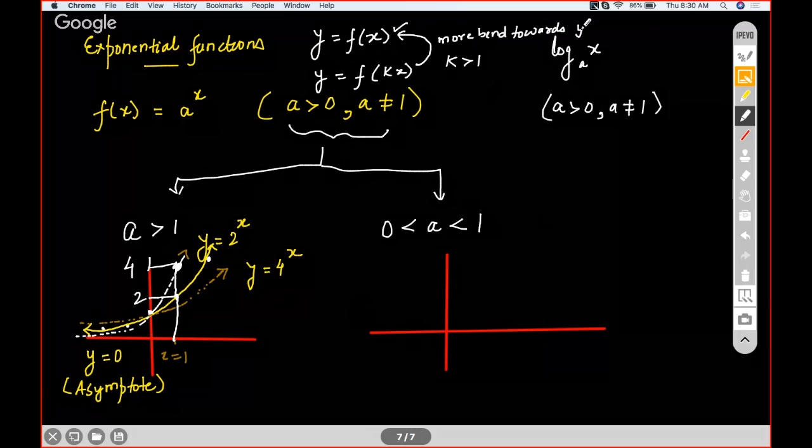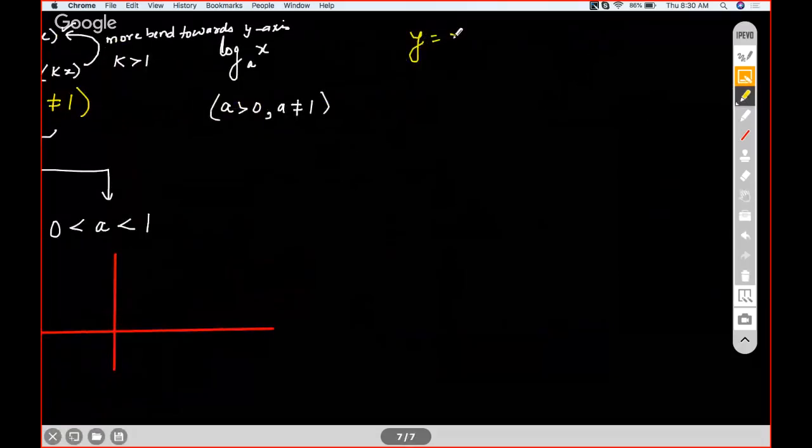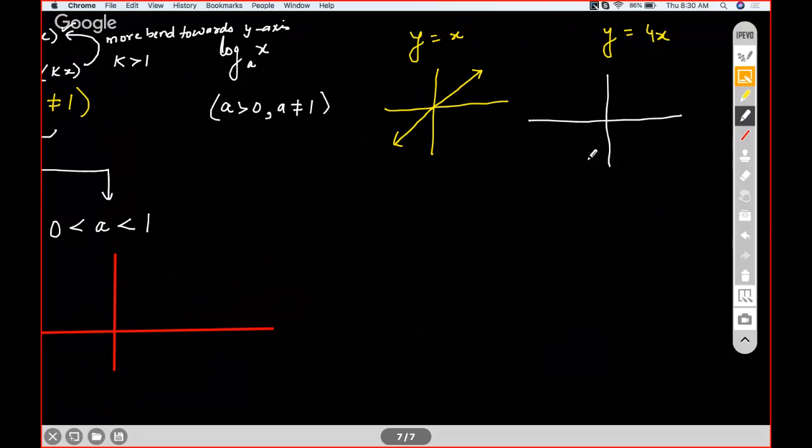Okay, so if it's like y equals f of x, I'll give you a very simple example to relate. Let's say y is equal to x. We know the graph of this is a straight line like this. And if I ask you y is equal to 4x, then the graph of this will be more bent towards the y-axis. It will become like this. So as to say that it will shrink along the y-axis.